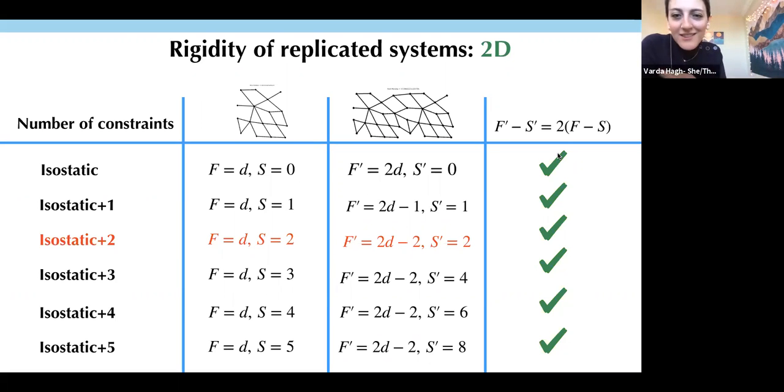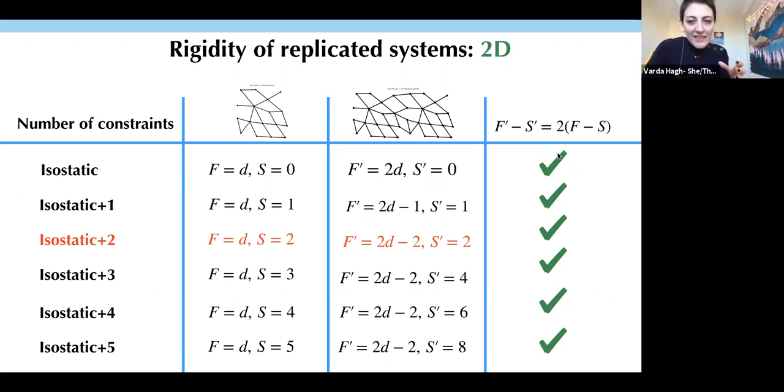They will not change. The new system still has 1 state of self-stress, but also 1 new zero mode. Now, if you go to isostatic plus 2 states of self-stress, interestingly, you'll see that at least in 2D, nothing changes, even though the new number of zero modes would be 2D minus 2, and the number of states of self-stress remains the same. So when D is equal to 2, F prime is going to remain 2.